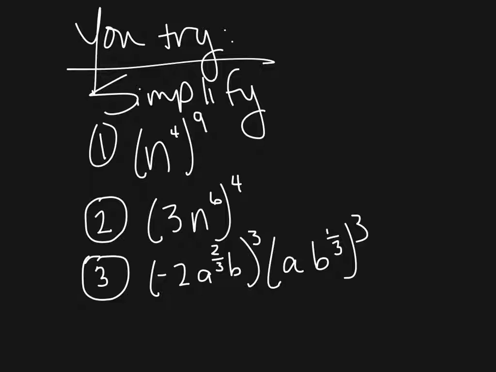So for you're going to try these 3 different examples out. You need to simplify the quantity n to the 4th raised to the 9th, the quantity 3n to the 6th to the 4th power, the quantity -2a to the 2/3 b, all raised to the 3rd, times ab to the 1/3 raised to the 3rd.